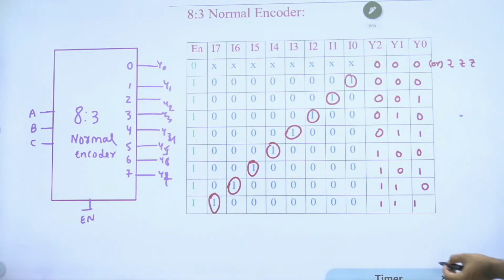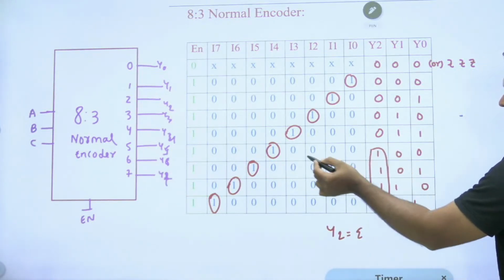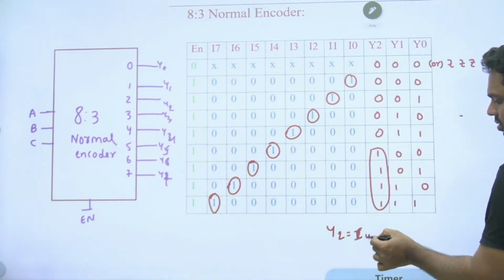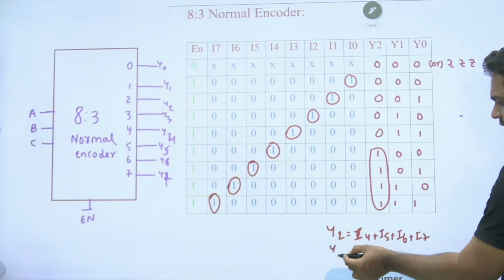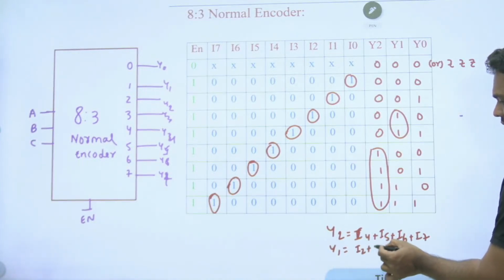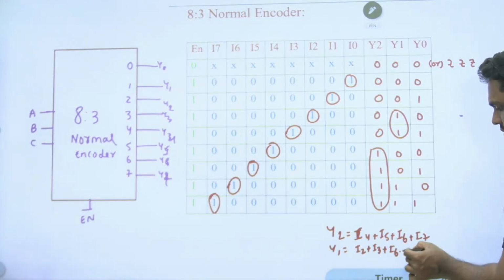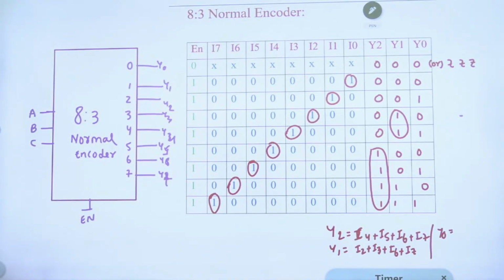Here, Y2 is equal to the sum of the cases when it is getting 1, 4 cases. What are they? I4, I5, I6, I7. Y1 is getting 1 in 2 cases: I2, I3, I6, I7. Y0, in what cases are you getting it? I1, I3, I5, I7. Okay, so Y0 is 1 when the inputs are these. So let's design this.